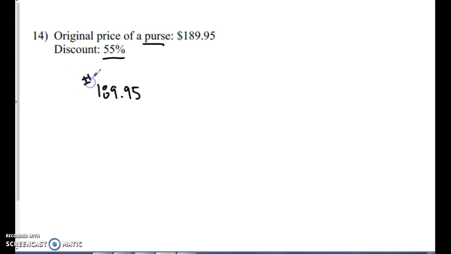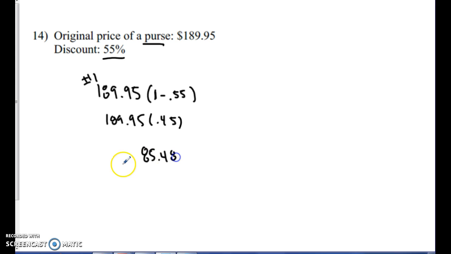Number one, what I could say is I'm taking $189.95, and I'm taking that whole object, which is that 1, and subtracting 55% from it. Or I'm basically figuring out what 45% of the cost of $189.95 is. And that's the price I'm going to pay for the object. So if I do that, I got the price to be $85.48. That's how much you paid for it. Now that's one way for me to do this.